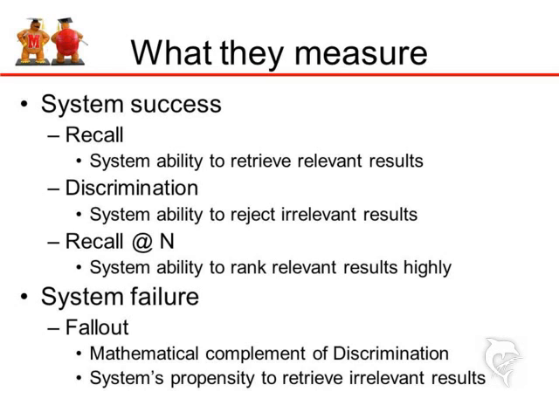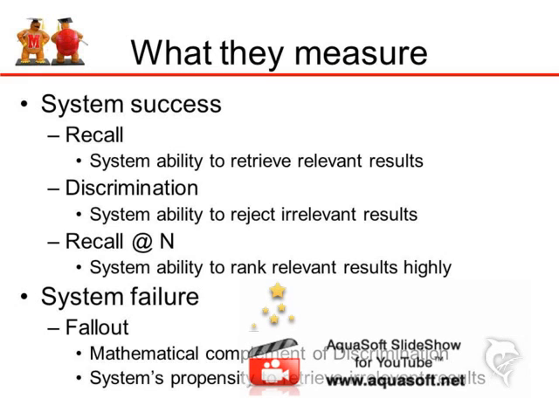So recall is the system's ability to retrieve relevant results. Discrimination is the system's ability to reject irrelevant results, and recall at N is the system's ability to rank relevant results highly. Fallout, like I said, is the mathematical complement of discrimination, and it measures the system's propensity to retrieve irrelevant results, which is bad news.